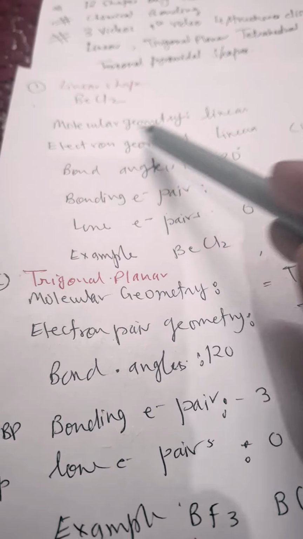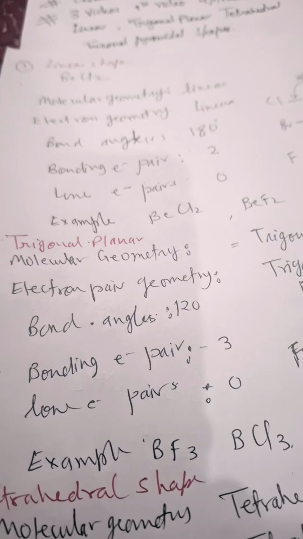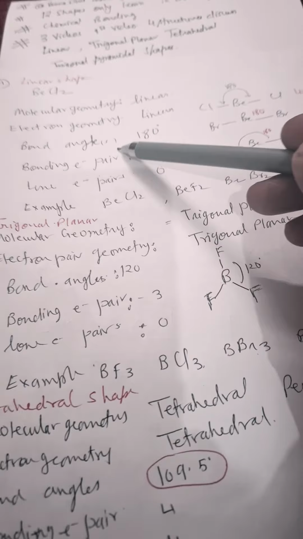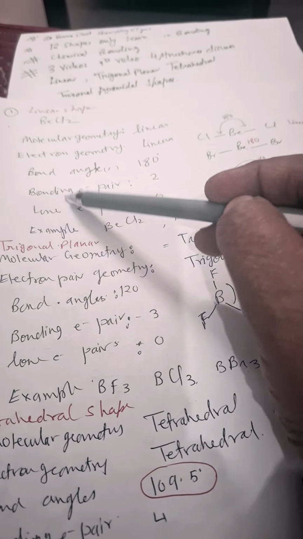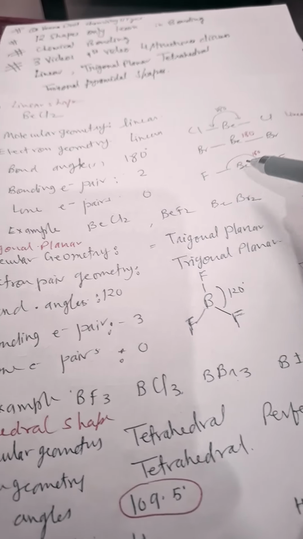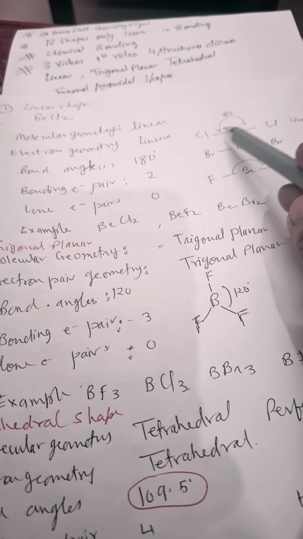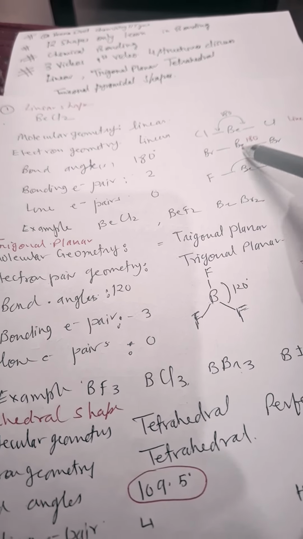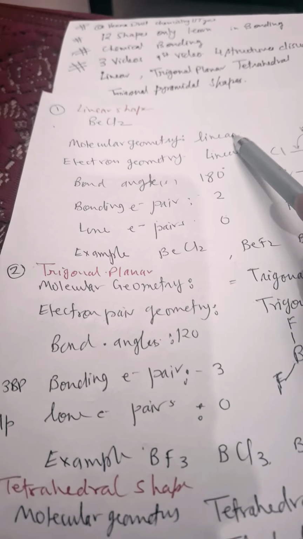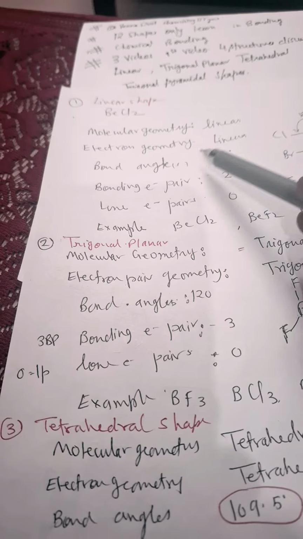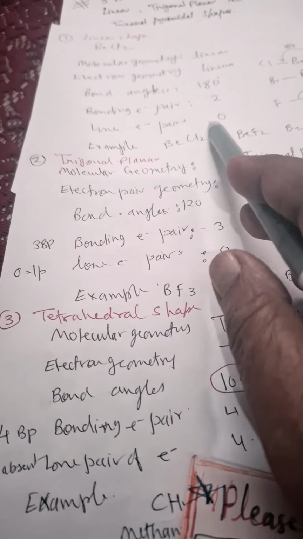Linear shape: molecular geometry is linear, electron geometry is linear, and in this case there are two bonding electron pairs and lone pairs 0. So BeF2, two atoms around beryllium. Beryllium examples are BeCl2, BeBr2, BeF2. Molecular geometry linear, electron geometry linear, bond angle 180, and lone pair electrons absent.